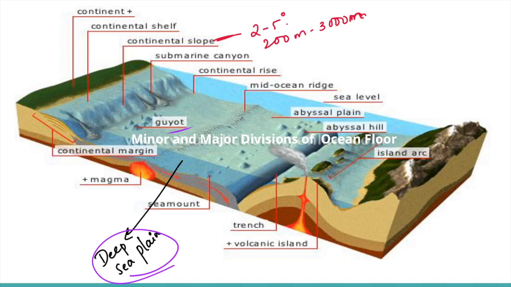Deep sea plain. They are gently sloping areas of the ocean basins, and these are the flattest and smoothest regions of the world. The depth of the sea plain varies from 3000 to 6000 meters. These plains are covered with fine-grained sediments like clay and slate.